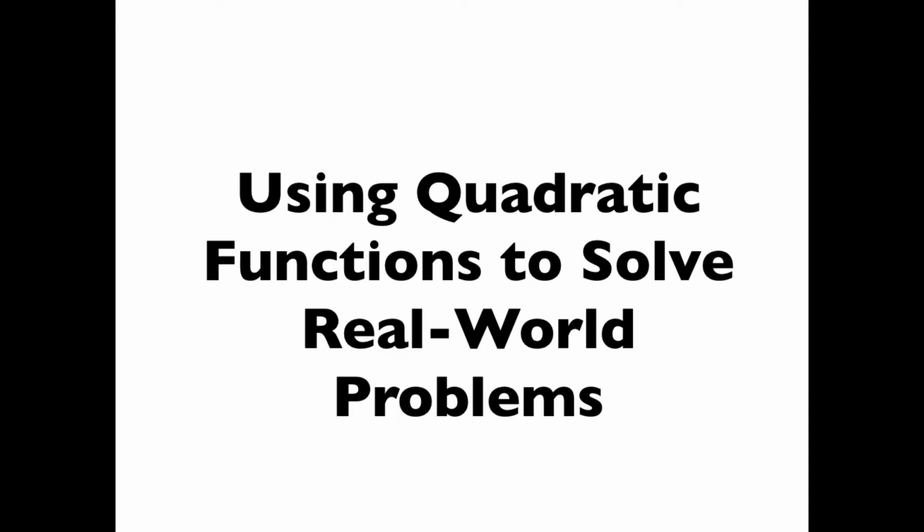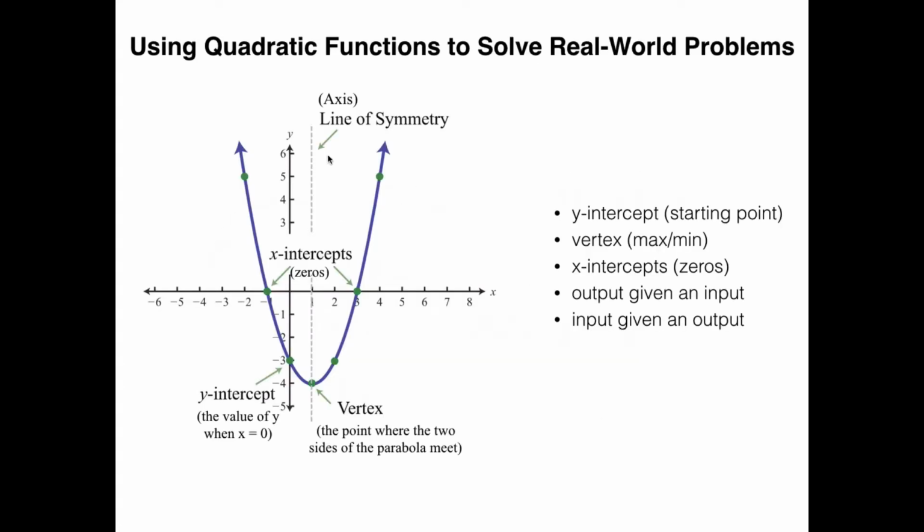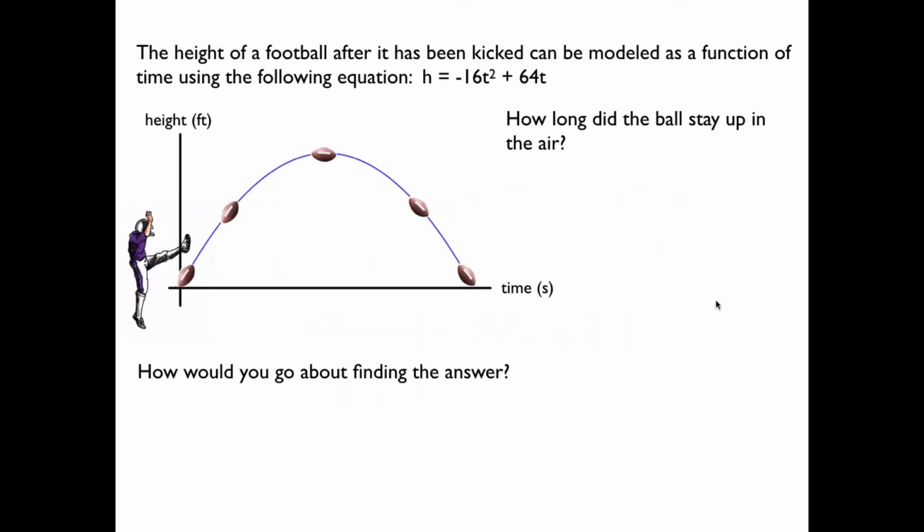Now, when we solve real-world problems using quadratic functions, what we need to do falls into 5 main categories. Finding the y-intercept or a starting point, finding the vertex for the purpose of finding a maximum or minimum value, finding the x-intercepts or the zeros of the function, and an output given an input or an input given an output. So let's take a look at our first problem and see what we need to do.